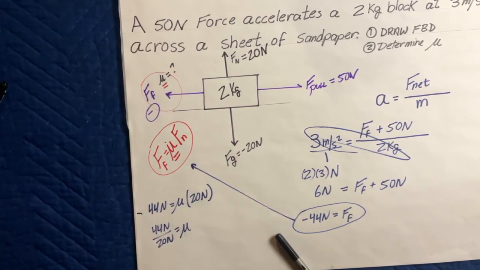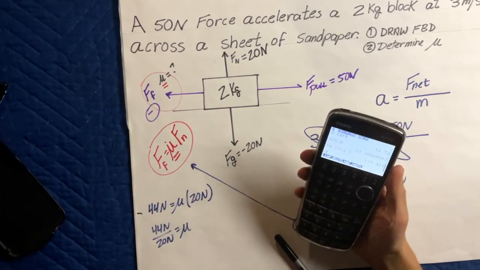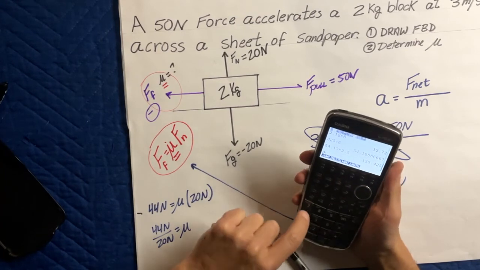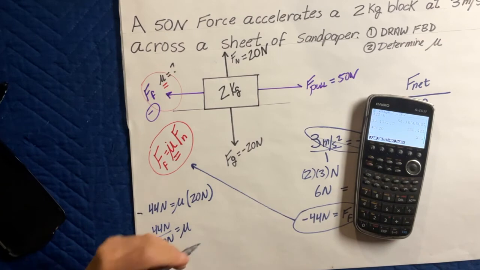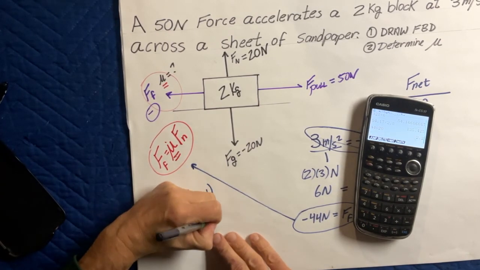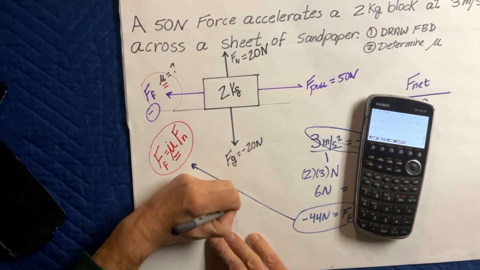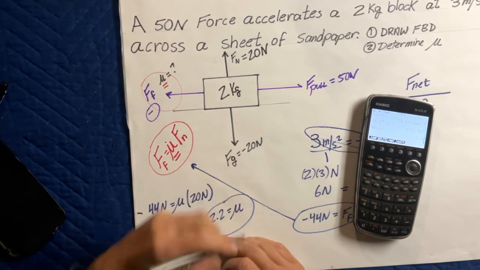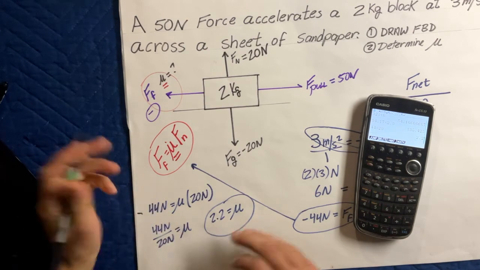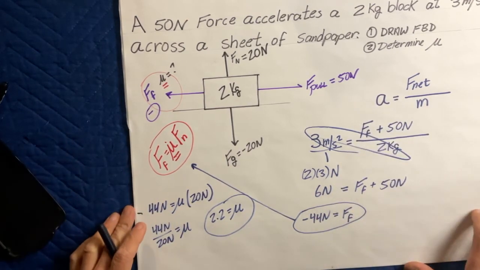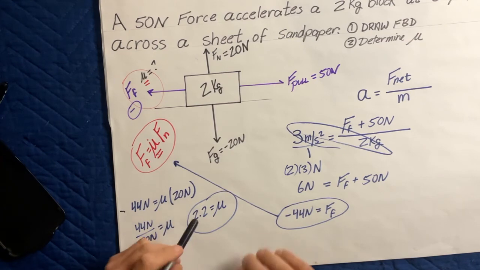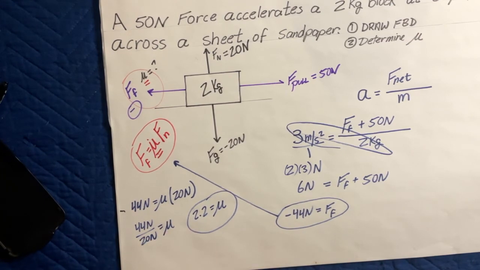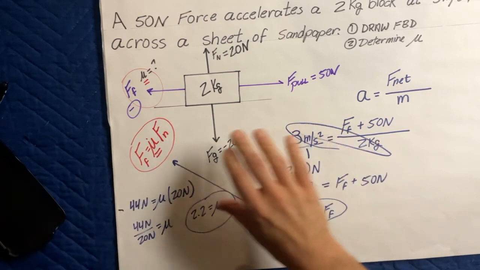And I know guys and gals are doing it in their heads right now. I've made enough mistakes. I'm not too proud. My mu value, my coefficient of friction, will turn out to be a value of 2.2. And there is no unit on it. It's just a multiplicative factor of how many times the normal force value is the friction. So that's my mu.